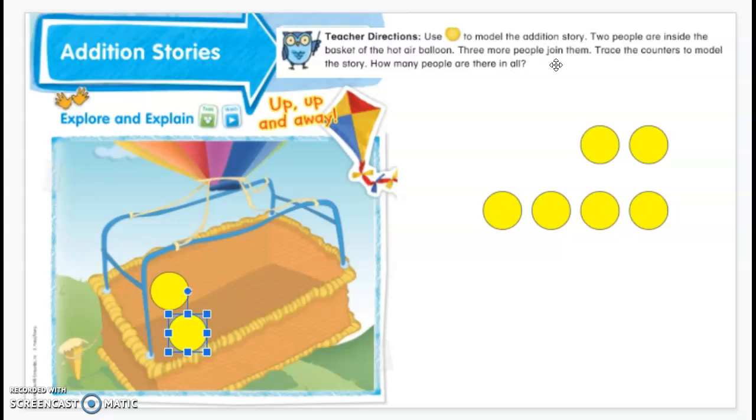3 more people joined them. How many more people joined them? 3. So let's add 3 more yellow circles. 1, 2, and 3. How many people are there in all? In order to find out how many there are in all, we need to count all of the circles that we have. So let's count. 1, 2, 3, 4, 5. The answer to the question is there are 5 people in all.